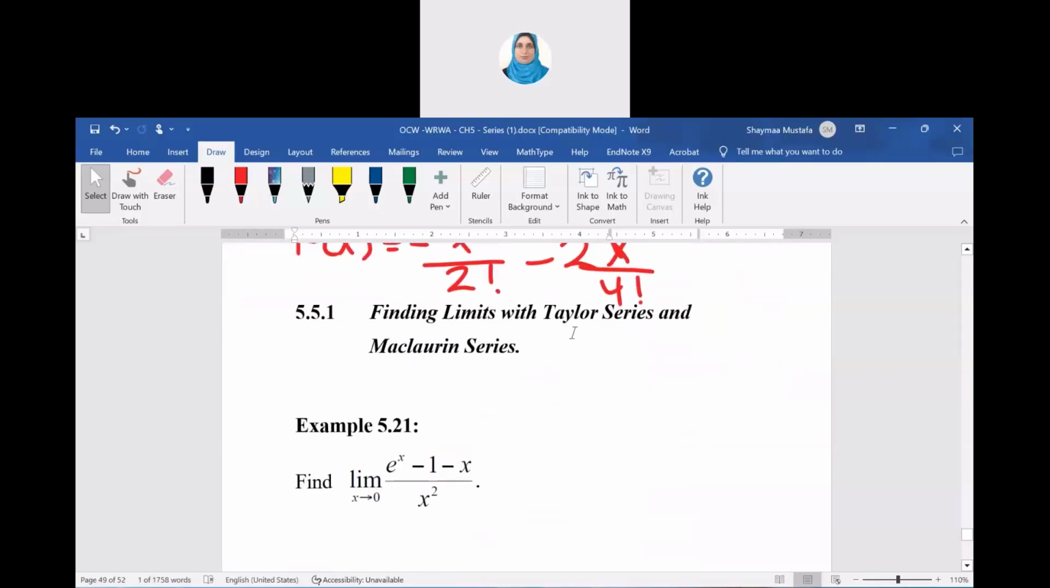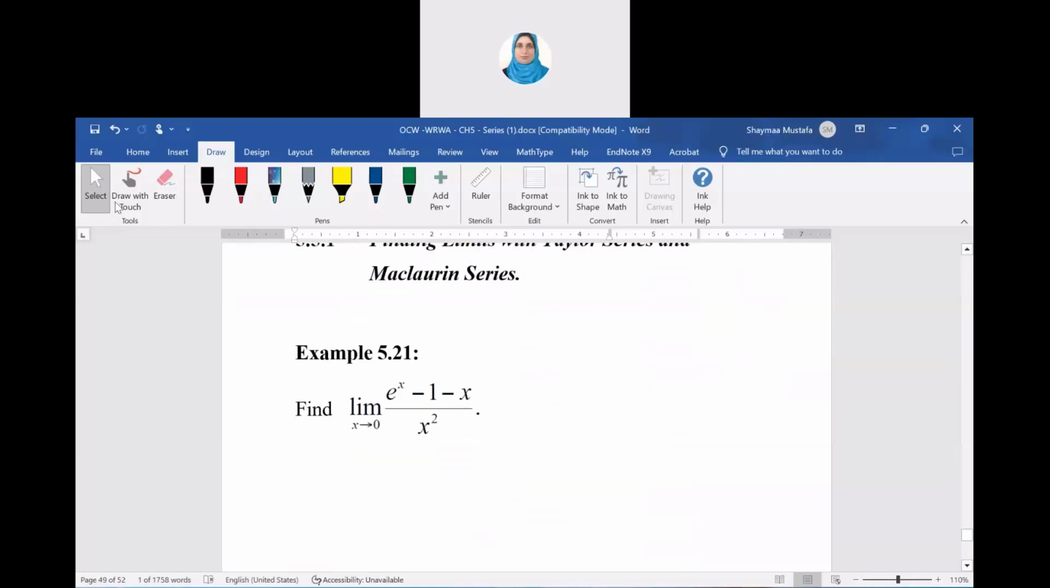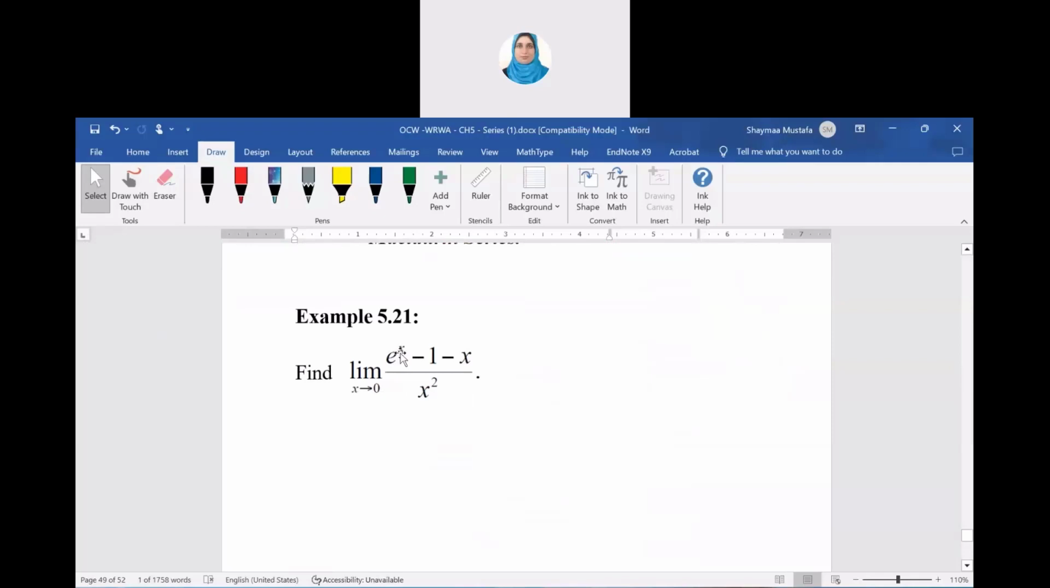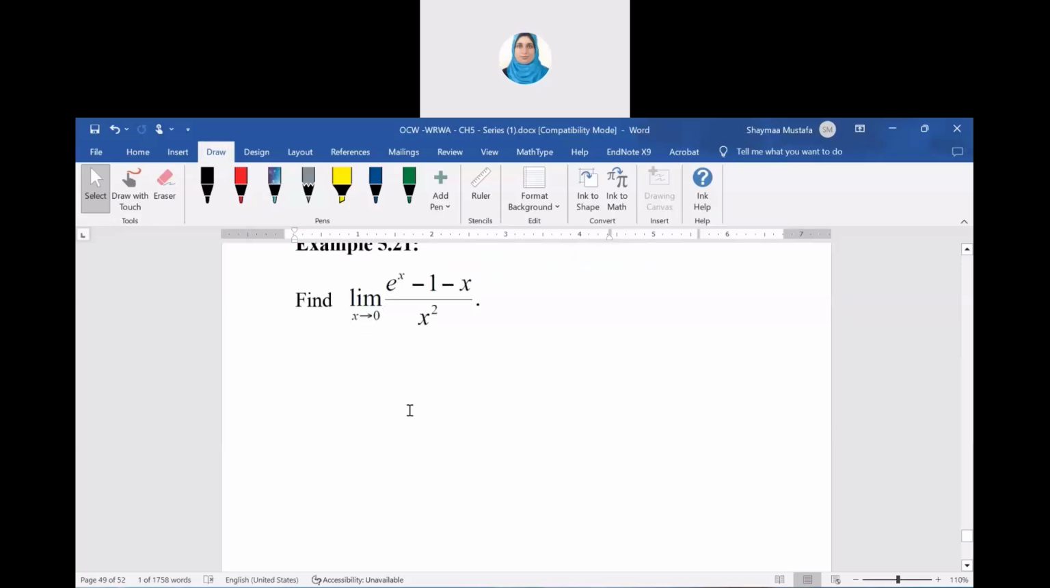Okay, now for how to find limits with Taylor series and Maclaurin series. You can use direct substitution to find the limit. If you do direct substitution, you have e to the power 0 is 1, 1 minus 1 is 0, so you have 0 over 0. So usually we go for L'Hopital's rule, but here we will use the Maclaurin series to find the limit.